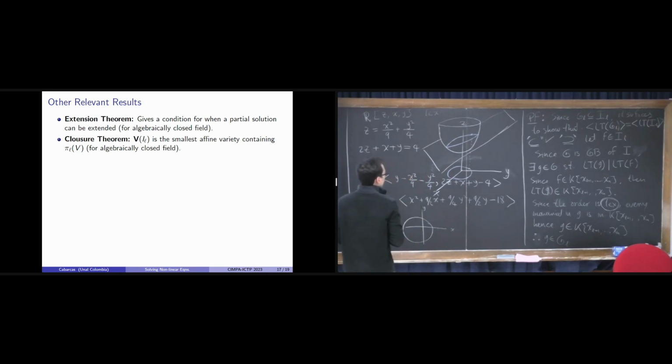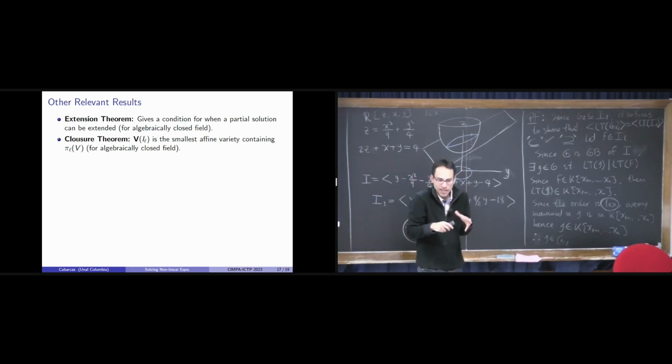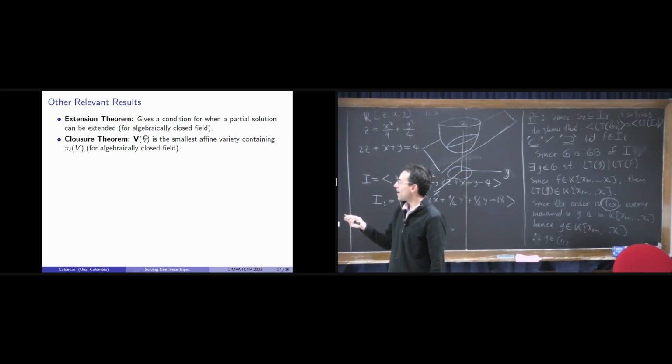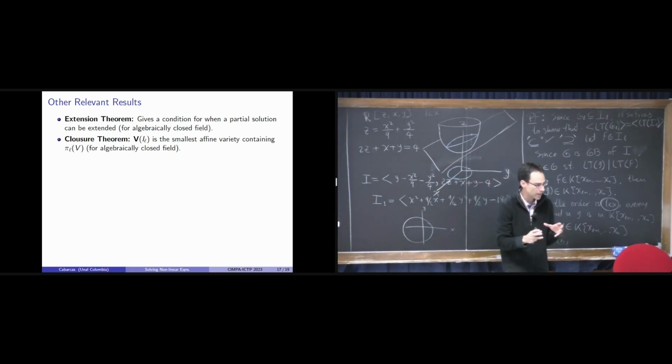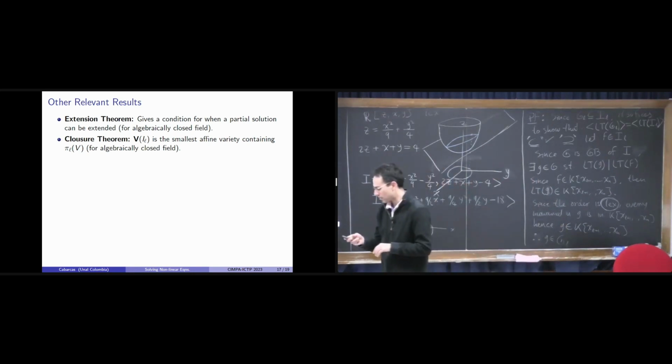It may happen that they do not coincide exactly, and they actually may be a little bit far away, but there's still a close relationship between them. So again, the variety of the elimination ideal is the smallest affine variety containing the projection. That at least gives us a bound, and for many cases, that bound is very good. But again, this is for an algebraically closed field.